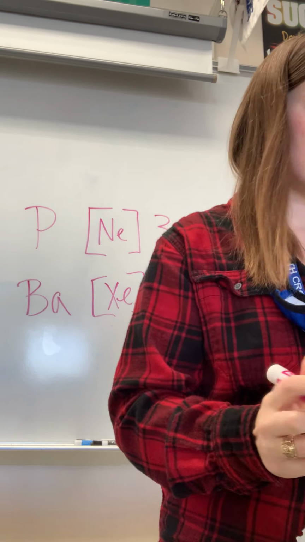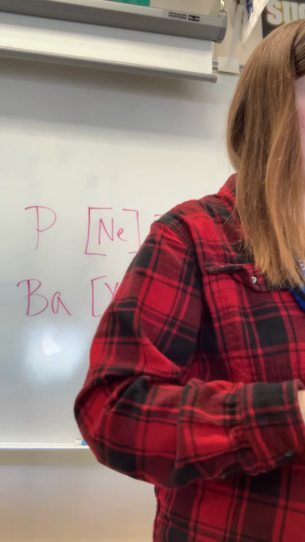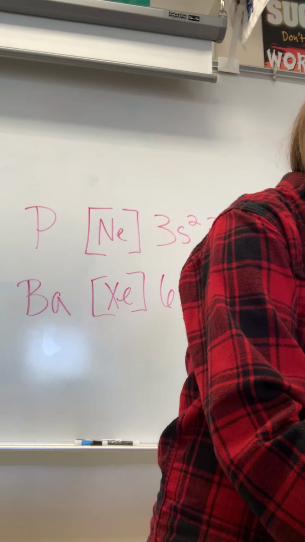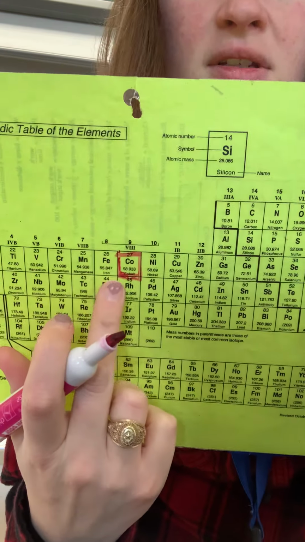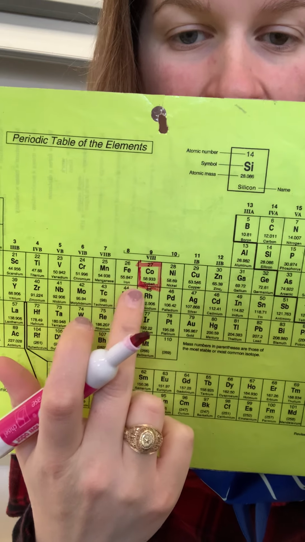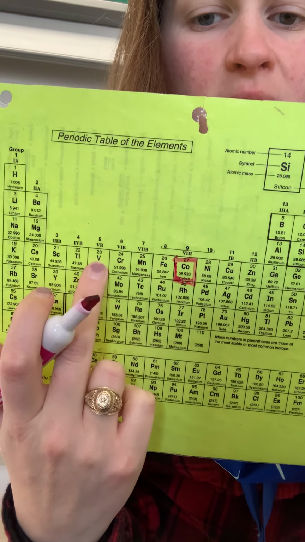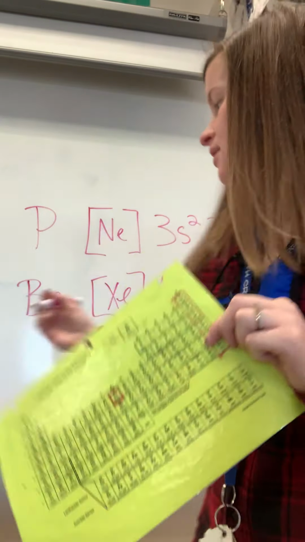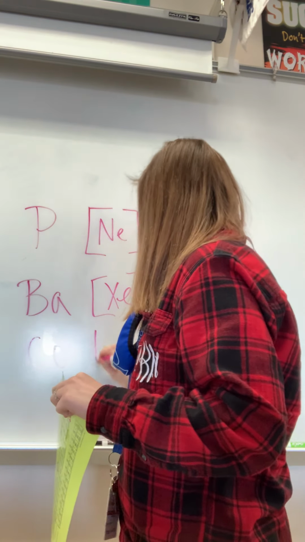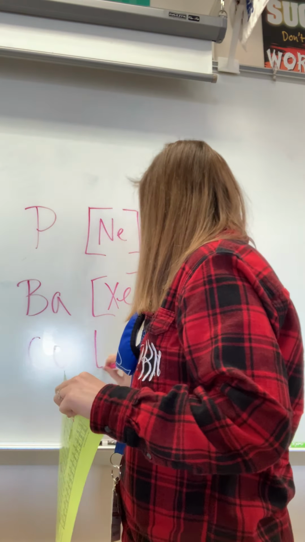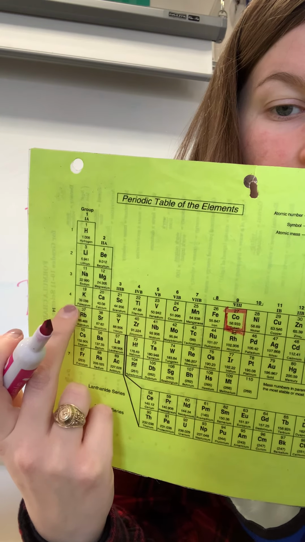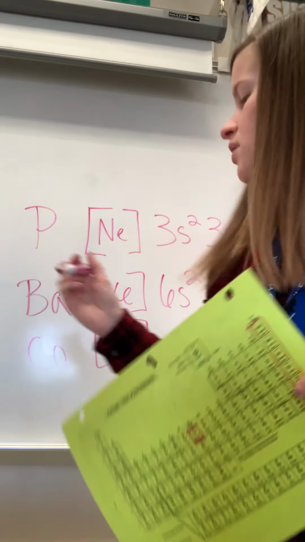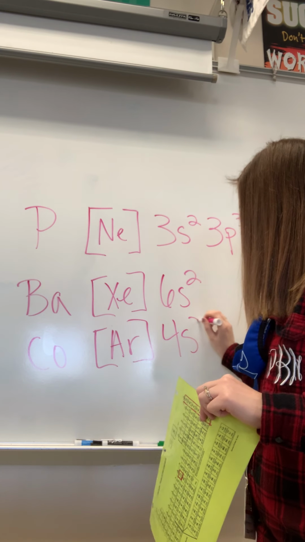So if I were to pick one more that actually puts us in the D section, let's go with cobalt, which is atomic number 27. Cobalt, atomic number 27. So I'm going to work backwards. I'm going to go 26, 25, 24, 23, 22, 21, 20, 19, 18, argon. So for cobalt, I'm going to have argon. I'm going to put it in brackets, and then I'm going to work forward from argon to get to cobalt. What row am I in? I'm in row 4. S section comes first. There's 2 of them, 4s2.